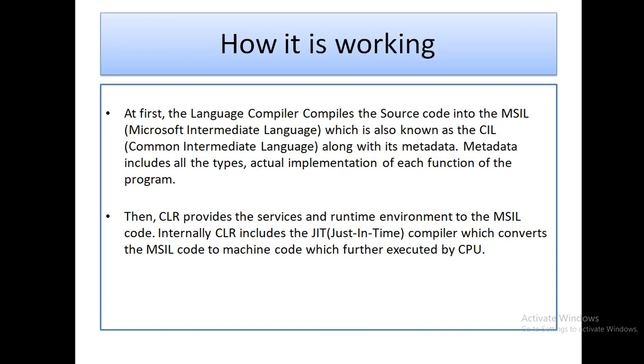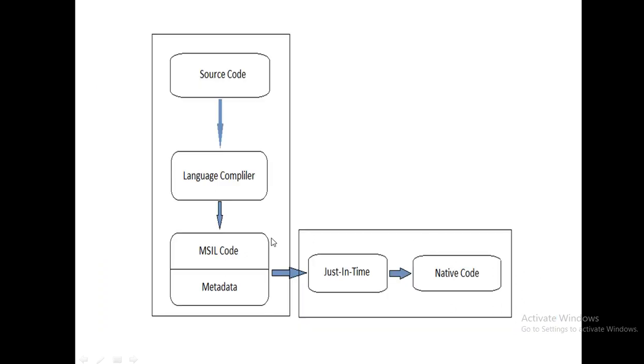And then the CLR has its own compiler. That compiler's name is JIT. The full form is just in time compiler. So the CLR comes, takes your MSIL code with the metadata, and puts that code into the JIT compiler, the just in time compiler.